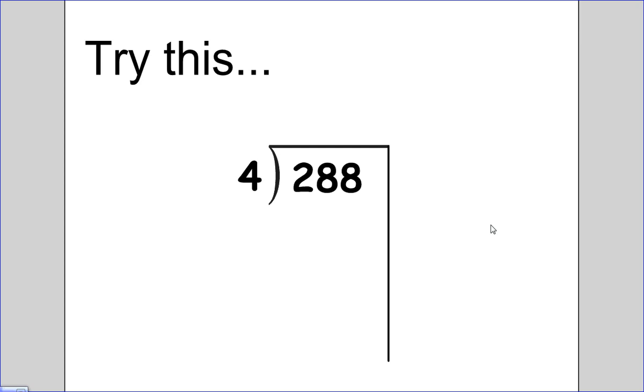Now that we've solved the question together, try solving 288 divided by 4 using the non-standard algorithm.